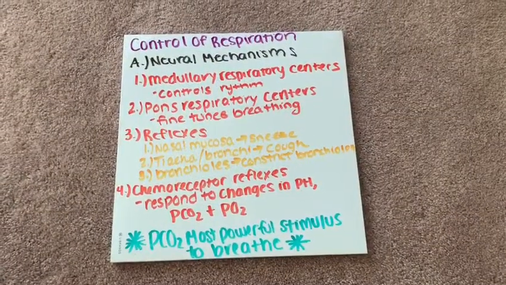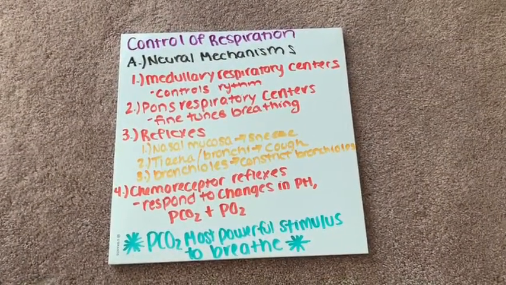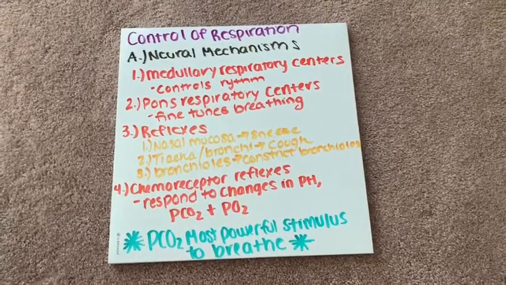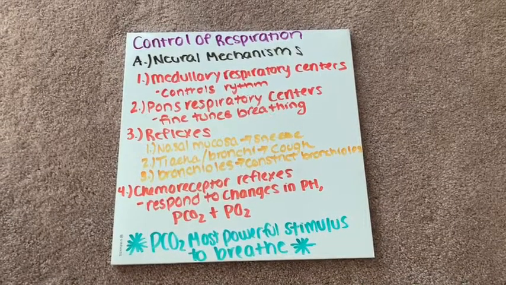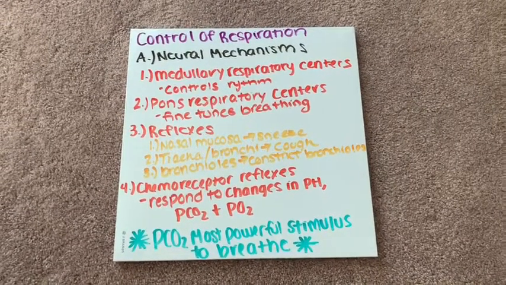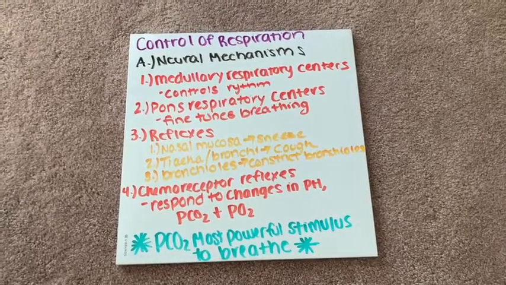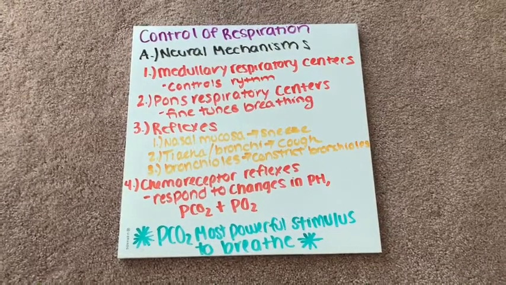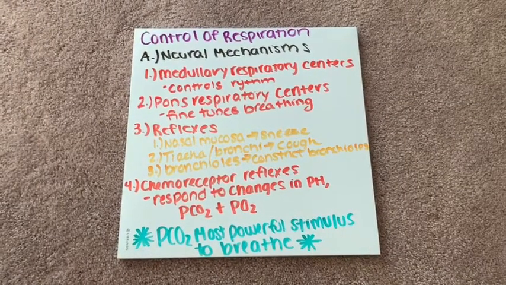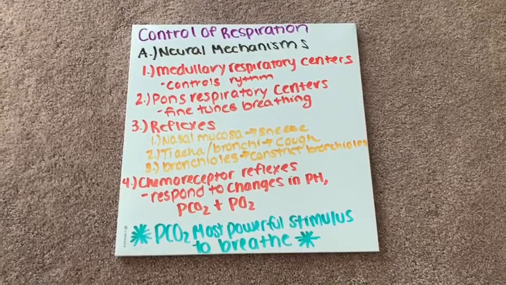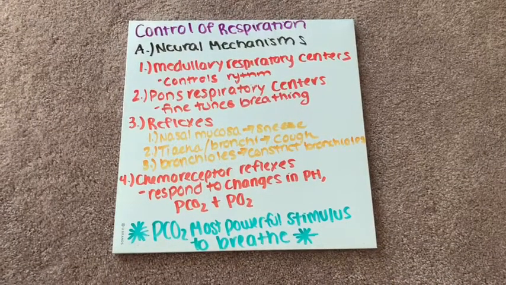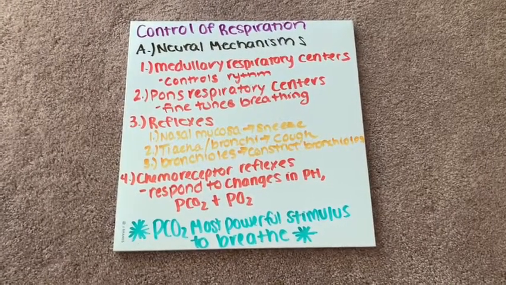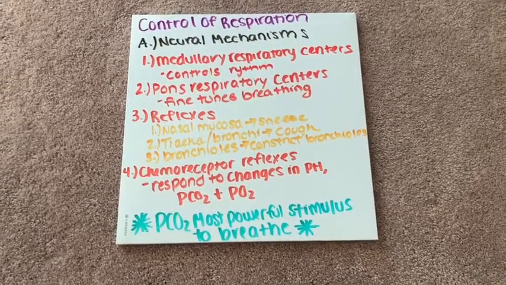There are 6 controls of respiration. First being the medullary respiratory center. This controls the rhythm of your breathing. You have the pons respiratory center, which fine-tunes breathing. You have reflexes, which in the nasal mucosa, you sneeze. Trachea and bronchi, you cough, and bronchioles constrict. You have chemoreceptor reflexes, which respond to change in pH, partial pressure of carbon dioxide, and partial pressure of oxygen. This is very important that you know the partial pressure of carbon dioxide is the most powerful stimulus to breathe.